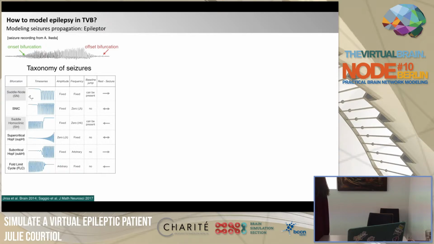In the Epileptor model, there are different types of bifurcations going from rest to limit cycle or from limit cycle to rest. There is, as we say, a classification or taxonomy of seizures. 80% of the seizures across the patients are saddle node and saddle homoclinic bifurcations. So they built and developed the Epileptor model based on this type of bifurcations.